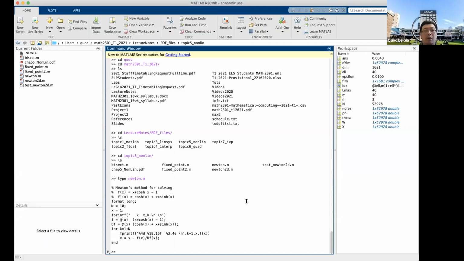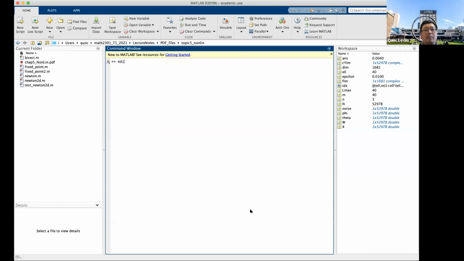So this one, so maybe edit Newton. Test.